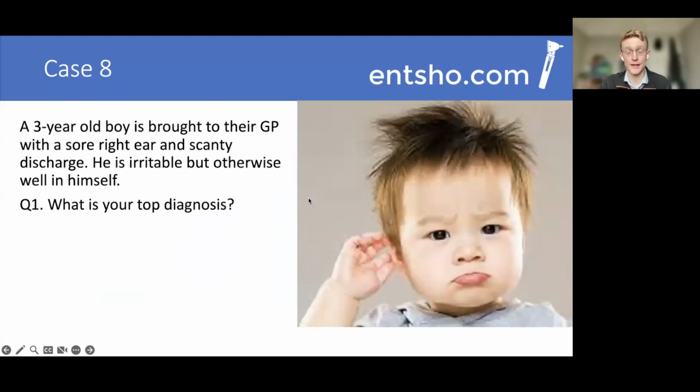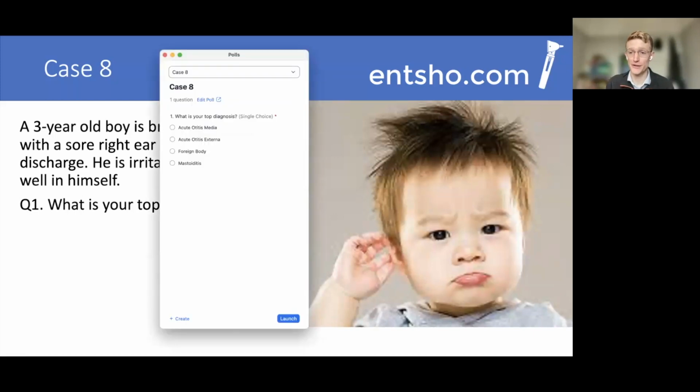Okay, so now on to case 8. We've got a 3-year-old boy who's brought to his GP with a sore right ear and scanty discharge. He's irritable, but otherwise well in himself. What is your top diagnosis? Not much information, but I'll start the timer and see what you guys think.